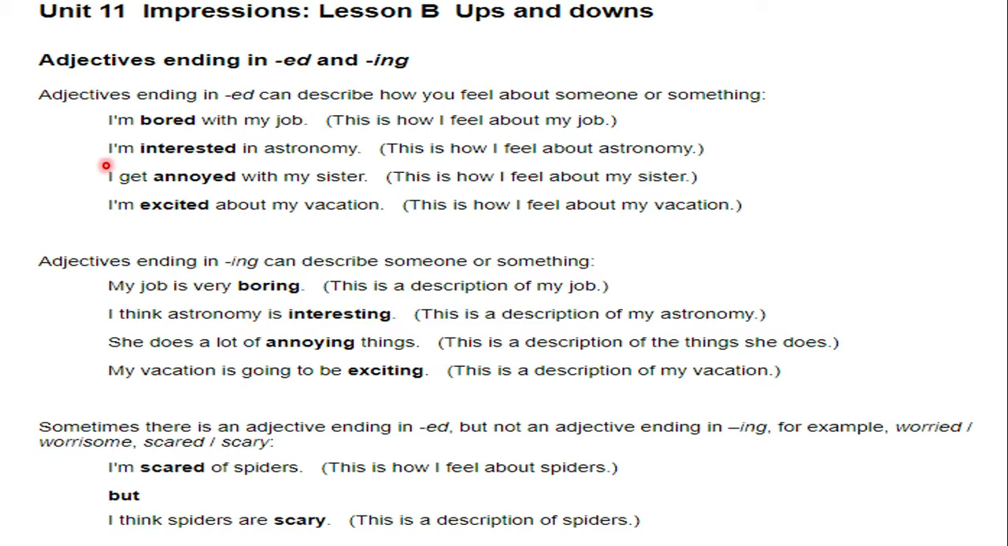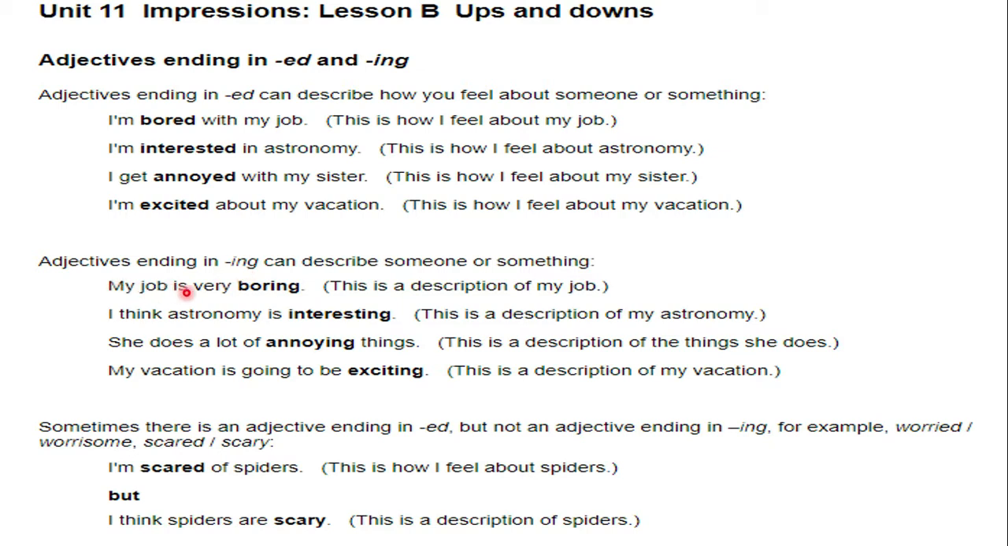This is how I feel about astronomy. I get annoyed with my sister. It means this is how I feel about my sister. And I am excited about my vacation. This is how I feel about my vacation. Yeah? So these words, these adjectives that end in ed, they describe how a person feels about someone or something. Adjectives ending in ing can describe someone or something. Los que terminan en ing simplemente describen a algo o a alguien.